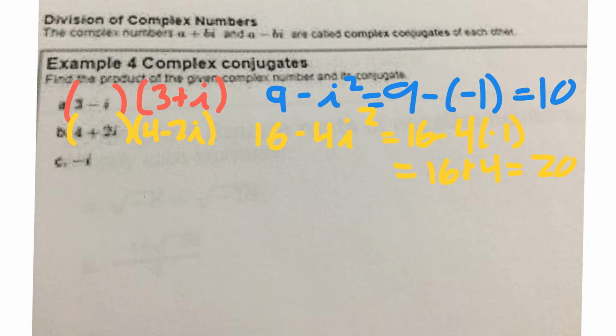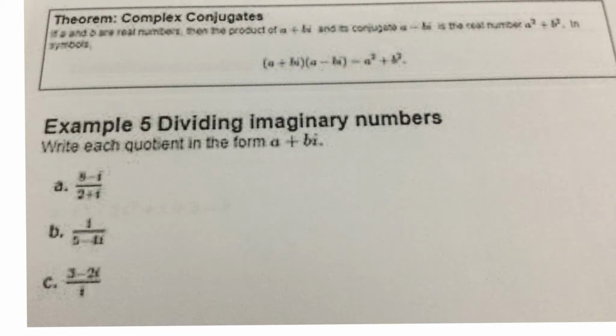If A and B are real numbers, then the product of A plus BI and its conjugate A minus BI is the real number A squared plus B squared. So this is what happens in symbols. A plus BI times A minus BI. A times A is A squared. BI times negative BI is negative B squared I squared. But I squared is negative 1, so negative, negative, positive. Anyways, this is just what we've been doing, right? That's all it is in symbols. The two middle terms went away. You just multiply the first and the last and square them.